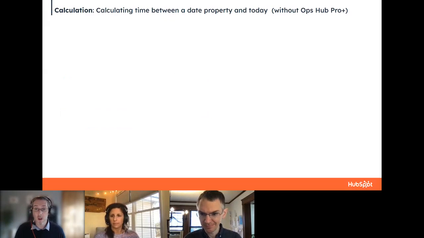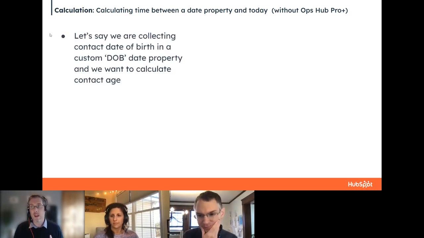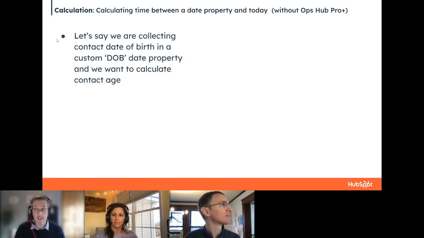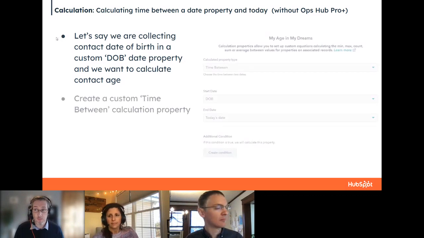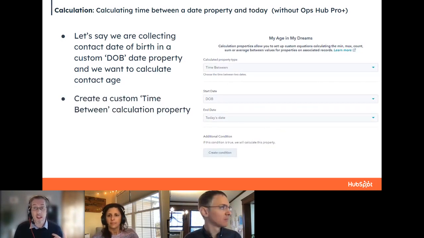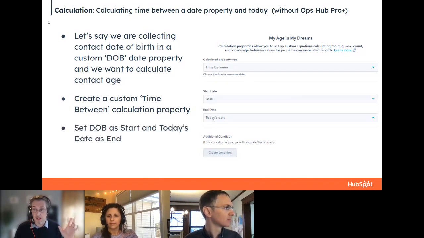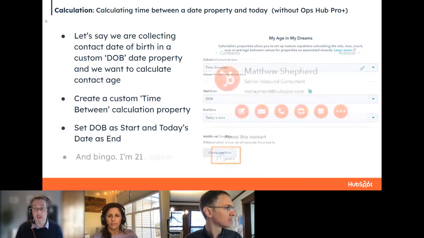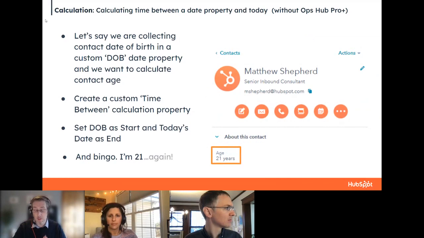Okay, so now that we are capturing today's date in a property every day, let's say we already are collecting a contact's date of birth in a date of birth date property, and we now want to calculate the contact's age. So we create a custom time between calculation property. We set the date of birth as the start, today's date as the end, and bingo, I'm 21 again.